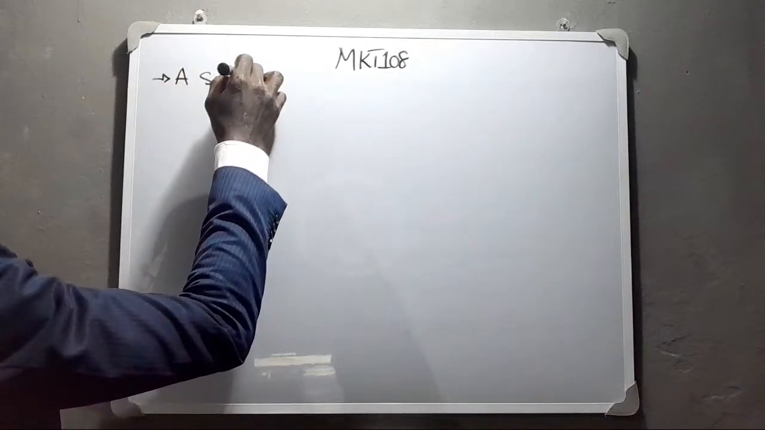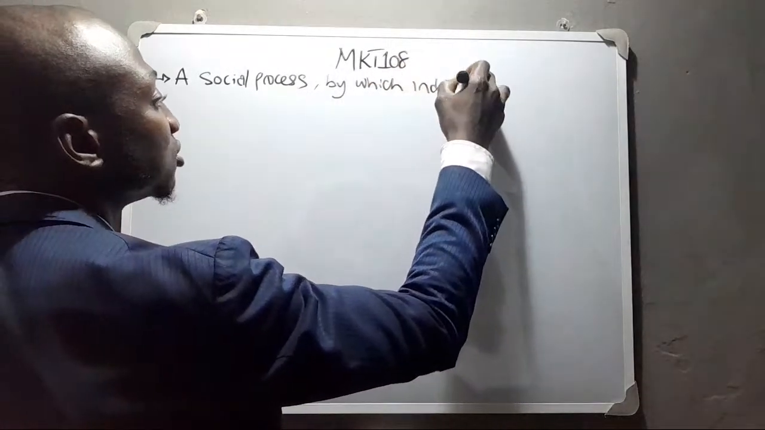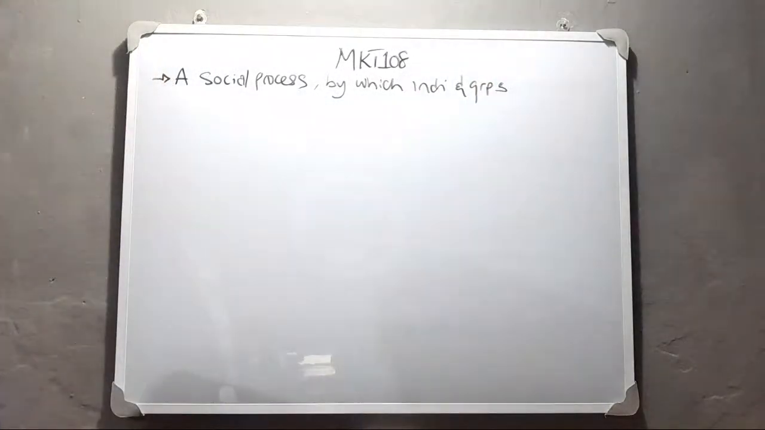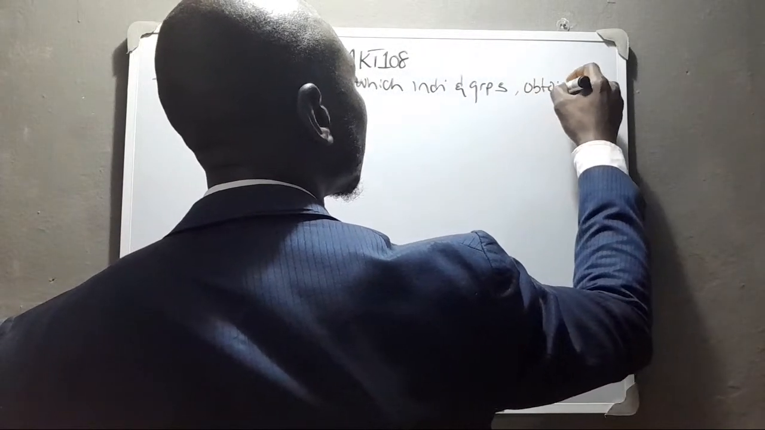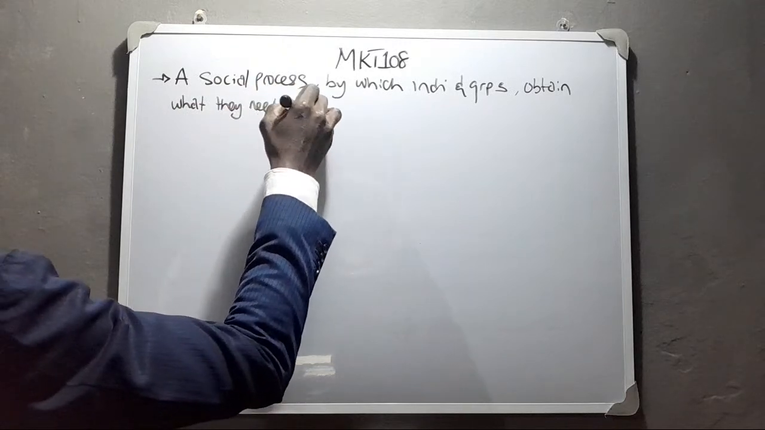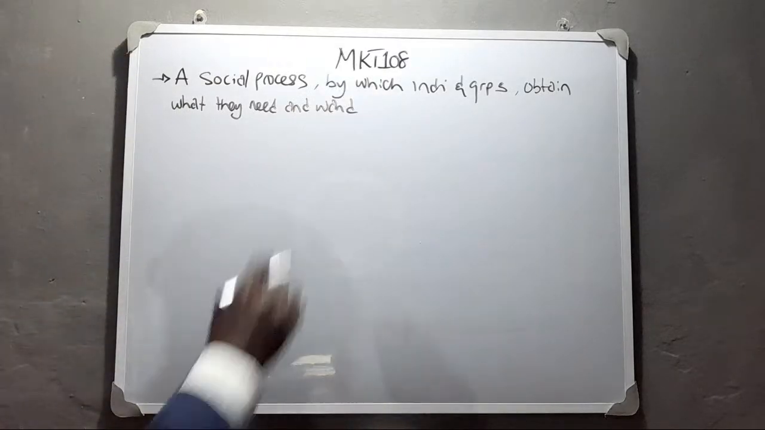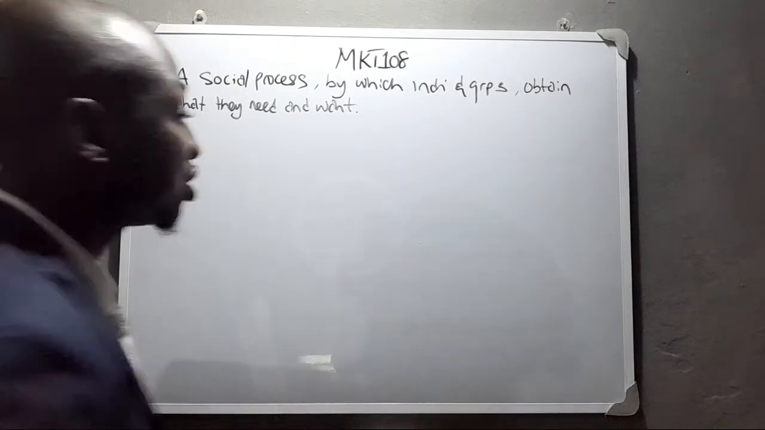A social process by which individuals and groups obtain what they need and want. Individuals obtain what they need and want through creating and exchanging products and value with each other.